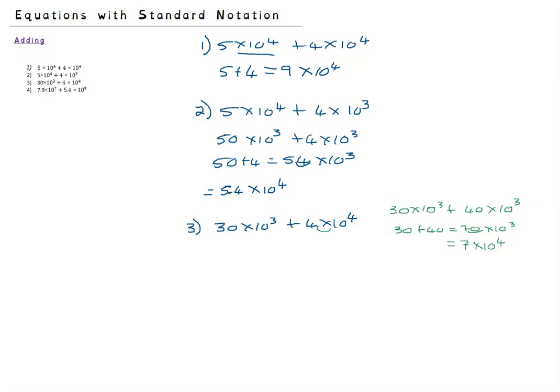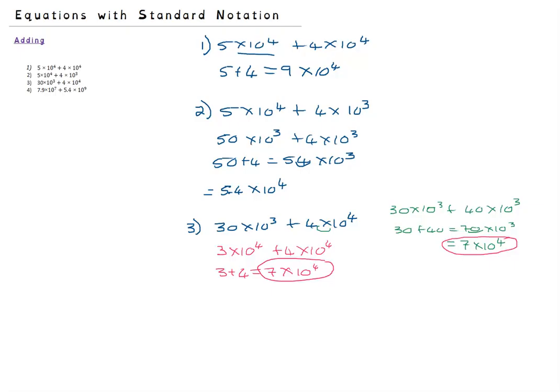Let's see if it works out the same way this side. If we change this number, this one would be 3 times 10 to the power of 4 plus 4 times 10 to the power of 4. 3 plus 4 would give us 7. And then we just copy over the powers, times 10 to the power of 4. Can you see that this one matches this one? So it doesn't matter how you do it, as long as you get to the right answer.